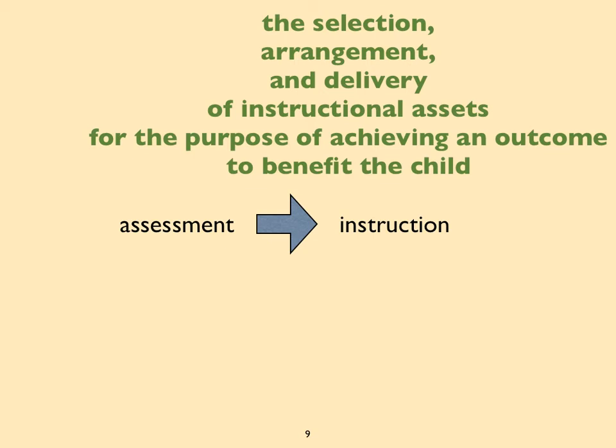But our real task is to select which ones, arrange how we're going to use them, and deliver them in an effective way, always for the purpose of achieving an outcome. That is, we're increasing or decreasing a behavior, we're increasing or decreasing understanding, we're building someone's ability to construct reality, we're connecting people to other things. We may have many kinds of outcomes.